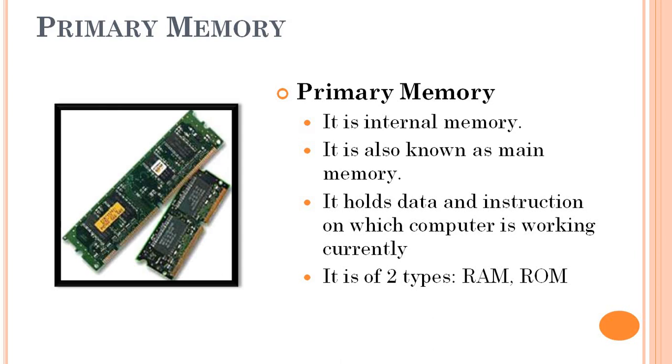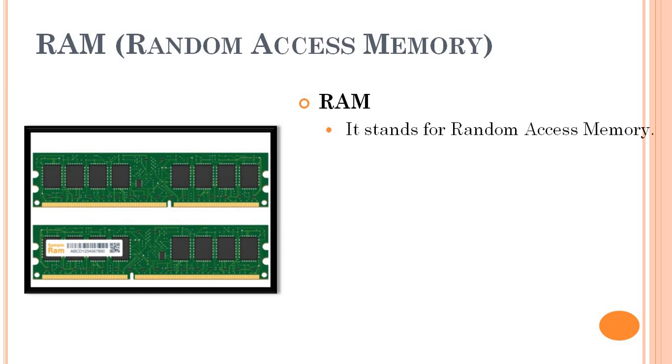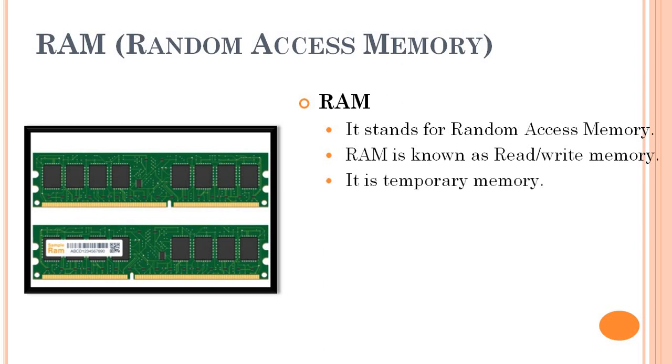Now, the primary memory is of two types, RAM and ROM. We will study about each one of them individually. RAM. RAM stands for Random Access Memory. You should know the full form. Many a times, full form is asked in fill in the blanks. It is also known as read-write memory. It is temporary memory. This statement is asked for true and false.